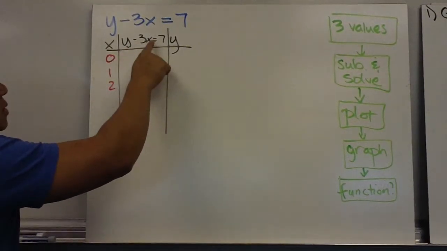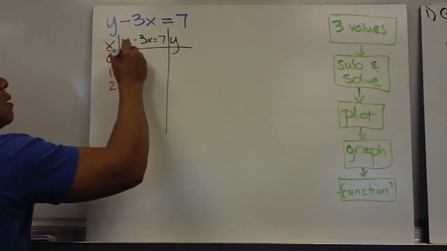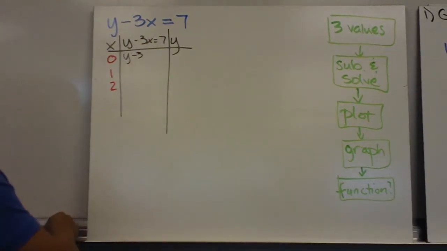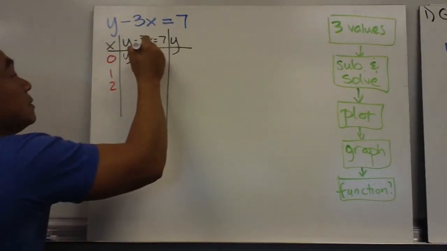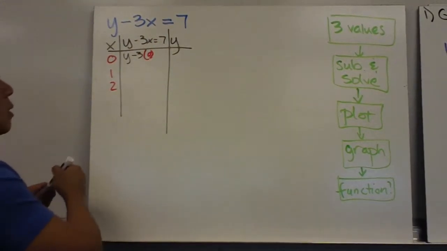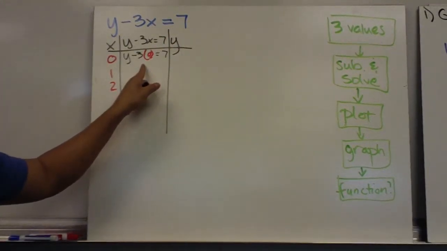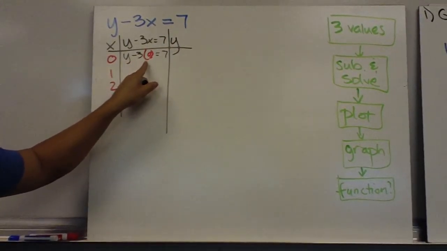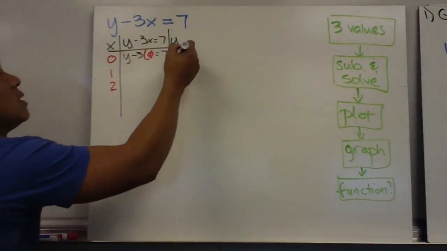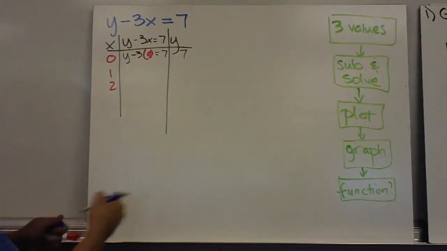If I put 0 in here, that's going to look like y minus 3 times 0 is equal to 7. If I complete that, that's y minus 0 is equal to 7. So this would have to be 7. Put that in blue.